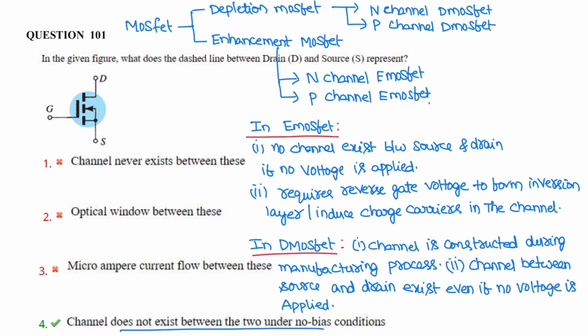So in the question they have given the dashed line between drain and source. The dashed line represents a broken channel. That means if no voltage is applied, there is no inversion layer and no induced charge carriers in the channel. No channel exists between source and drain if no voltage is applied.